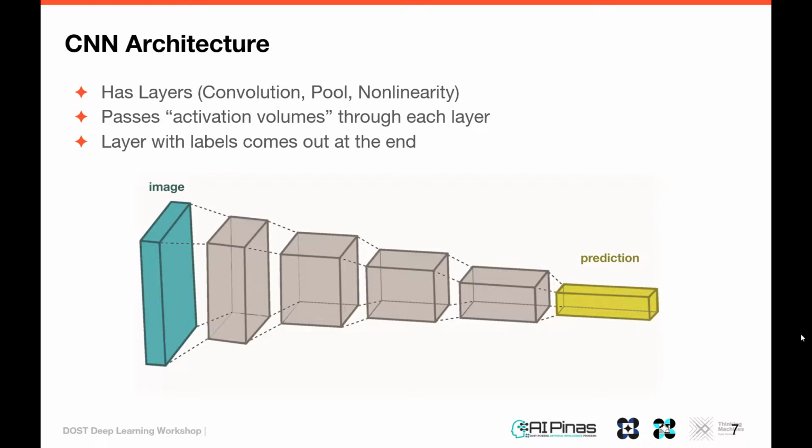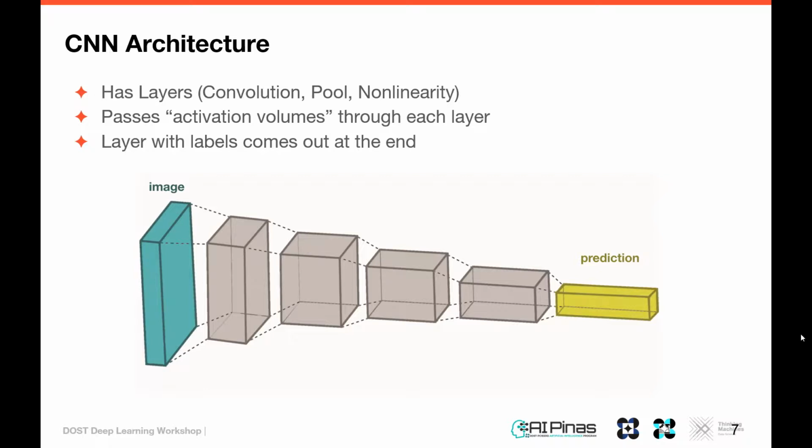So the convolution is a layer, pooling is a layer, the nonlinearity or activation function is expressed as a layer. Second, it passes activation volumes through each layer. Think of each layer as a function or a node in a TensorFlow graph, where you take data in the form of an activation volume and keep passing and transforming those volumes through each layer, where the very final layer is a 1 by 1 by n layer, where n is the number of labels that you are training this image classifier on.